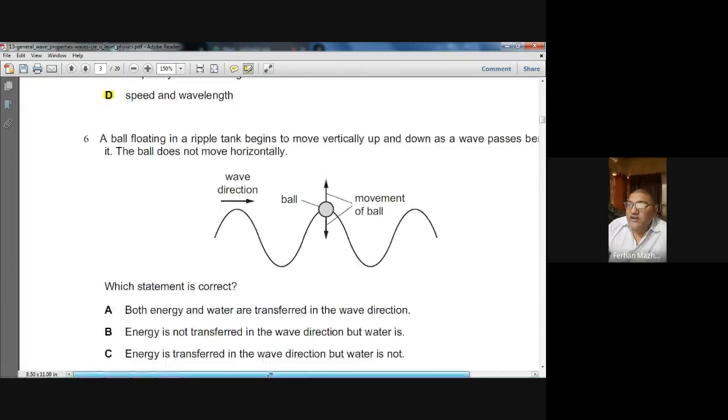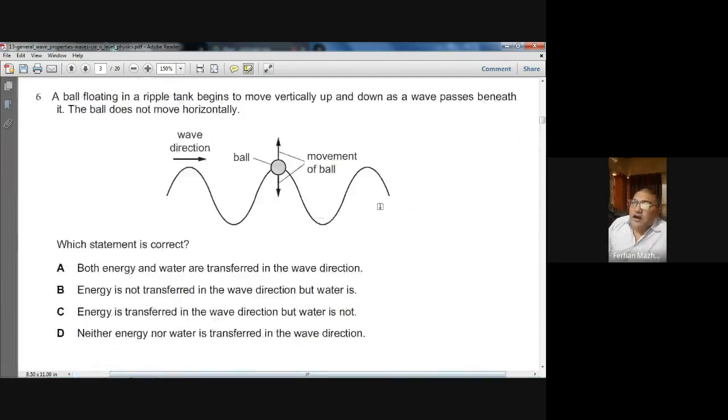Next question on your screen, question number 6. A ball floating in a ripple tank begins to move vertically up and down as a wave passes beneath it. The ball does not move horizontally. Which statement is correct? Both energy and water are transferred in the wave direction? No. Only the energy is transferred in the direction of the wave. Energy is not transferred, that's wrong. Energy is transferred in the wave direction, but water is not. That's right, C can be the answer. Neither energy nor water is transferred, that is wrong. So C is the right answer.